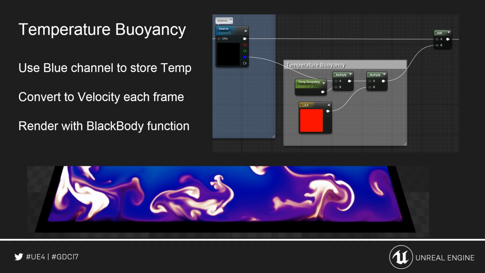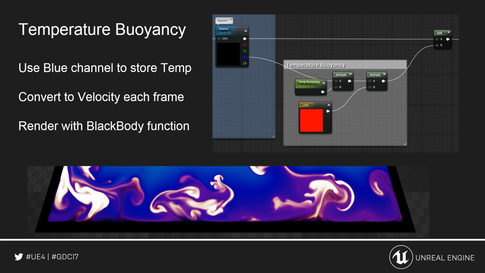At each advection step, I read some of the blue channel and multiply it by a vector, which in this case was red, because the way that I placed my mesh in the world and my camera, the red was up, but it probably should have been y. And then we add that back to the velocity field at each frame. So it's basically saying this temperature here turns into some velocity.